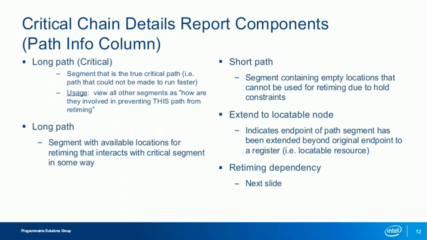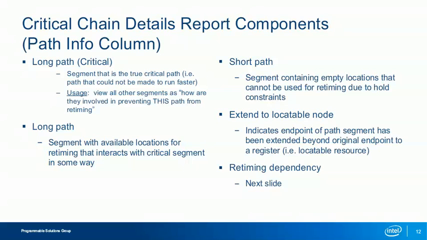The basic types of path segments found in the path info column of the Critical Chain Details report are long path critical, long path, short path, extend to locatable node, and retiming dependency. A long path critical indicates the segment or a portion of a segment that is the true critical path. In other words, the path that the Hyper Retimer is trying to improve through retiming but can't. View all other path segments in light of how they are preventing this critical portion from retiming as the retimer would like. A long path indicates another segment with available locations for retiming.